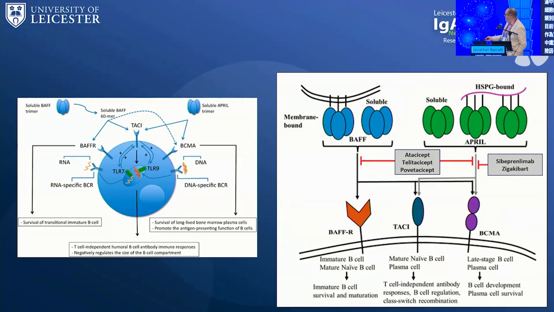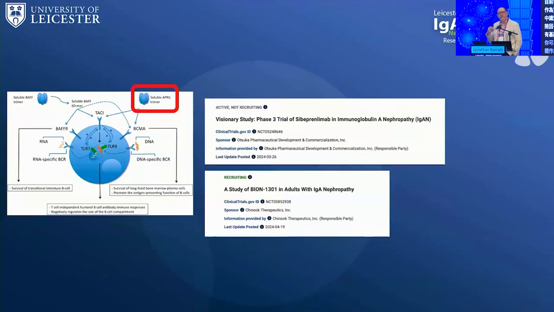you can see that APRIL acts through BCMA and TACI, while BAFF acts through the BAFF receptor alongside TACI and BCMA. And we have 5 drugs that are currently in development, 2 that target APRIL only, and 3 that target BAFF and APRIL. So if we think about the monoclonal antibodies that target APRIL, we have sibeprenlimab, and we have zigakibart or BION 1301. Both of these are in phase 3 studies. Both have had early phase studies published as well.